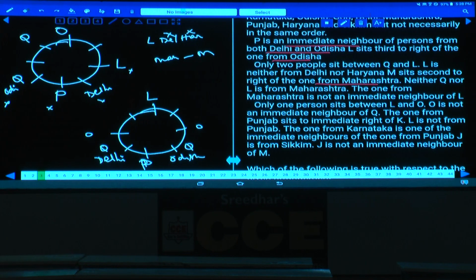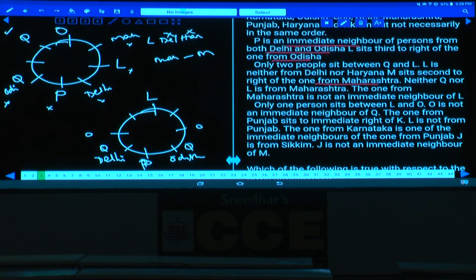Then can M be at this place? If the person from Maharashtra is here, then M will be here. Maharashtra is not an immediate neighbor of L, and the person from Maharashtra is not an immediate neighbor of L as well. Hence, Maharashtra cannot be any one of these places.